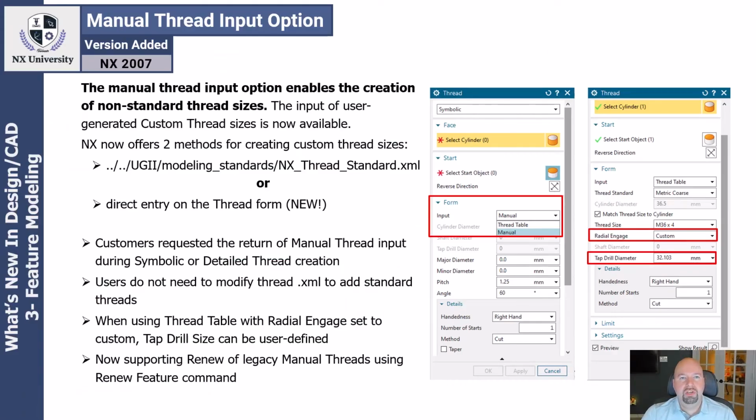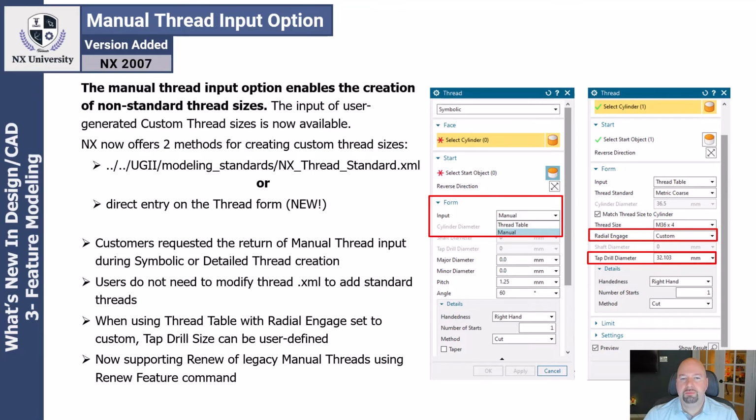All right, the first one we'll take a look at here is the manual thread input option, introduced in NX 2007. Our manual thread input option is going to enable you to create a non-standard thread size when you're creating those threads on your holes with the thread feature. You can still go ahead and use the custom thread sizes by setting those up in your NX thread standard XML file, or you can now directly enter those inside the thread form with the manual mode here.